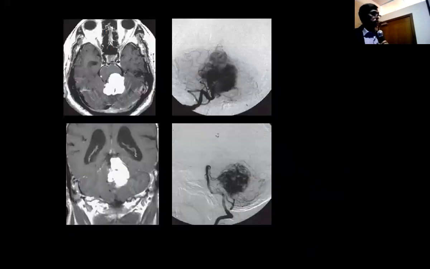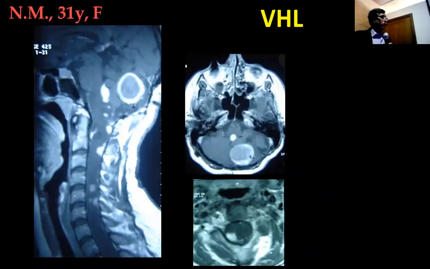And these are the most difficult. Why? Because they have feeders and they have drainage. They are just like AVMs. They are more notorious than AVMs. So you can see, if you do an angiogram, you will see the blush, you will see the feeders, you will see the draining veins. It could be a solo lesion, or it could be part of von Hippel-Lindau disease, where they have multiple hemangioblastomas in the brain and in the spinal cord.